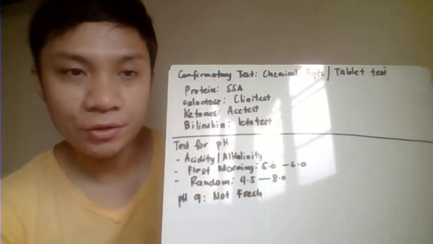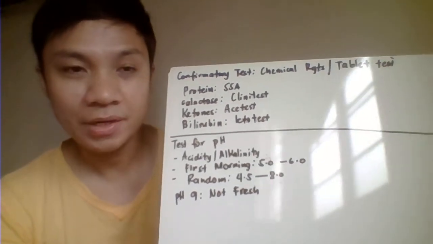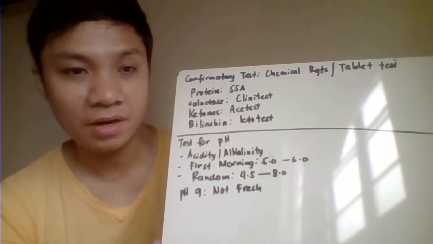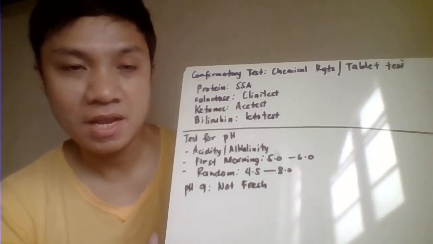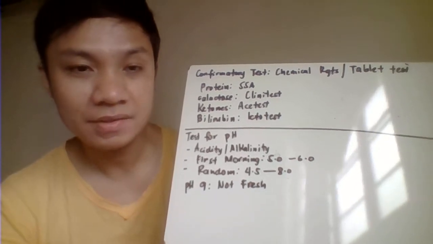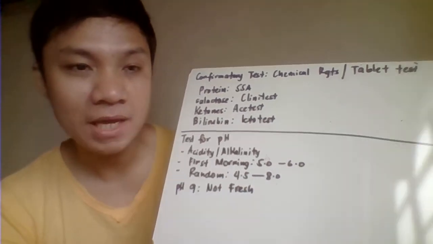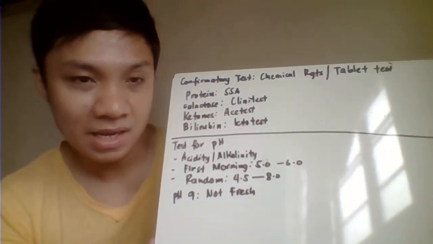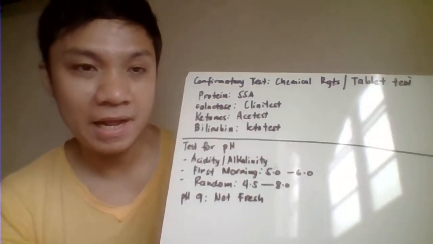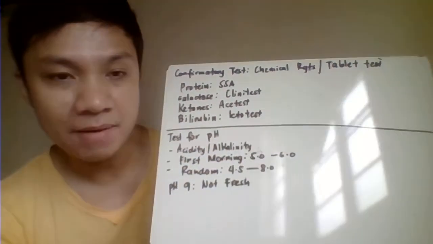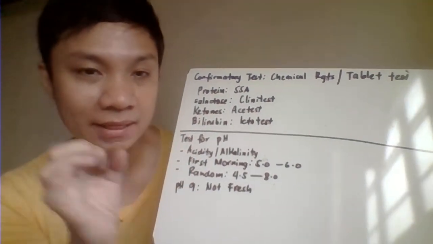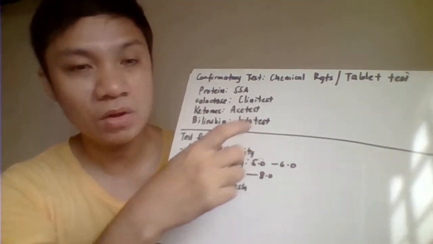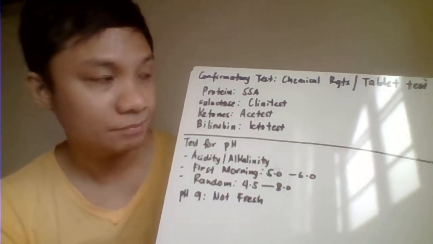Okay, another quality control for your urine testing, for the chemical examination, would be the confirmatory test for whatever positive result you get with your reagent strip. Confirmatory testing could be done with your adjunct test, using chemical reagents, so itong liquid na chemical natin, or you could also have your tablet test. A tablet test is just a tablet that is impregnated with the chemical reagents that will also give the positive result.